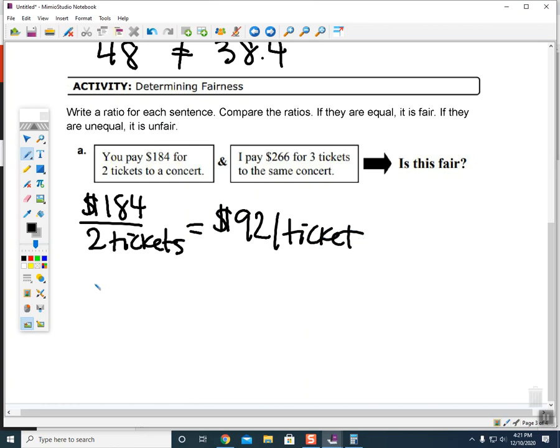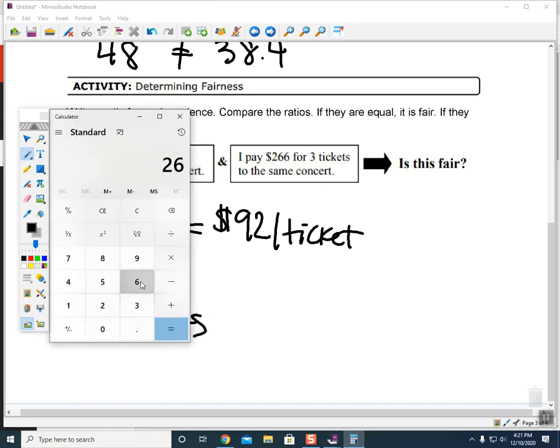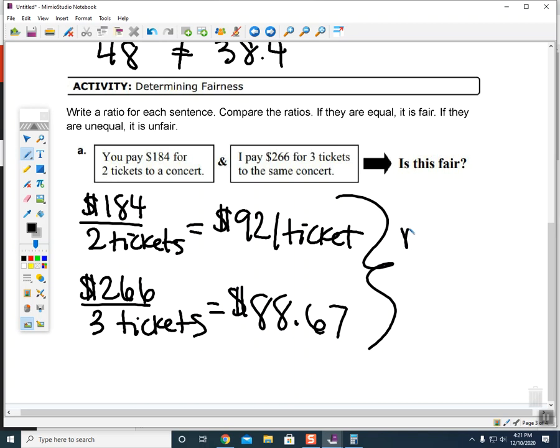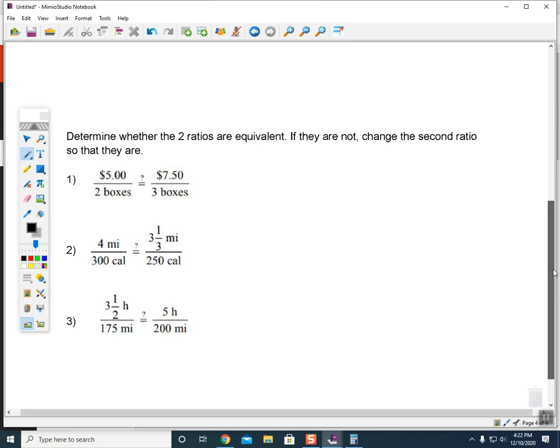In the second scenario, then, I paid $266 for 3 tickets. Let's see what I paid per ticket now. So I paid $266 divided by 3. I paid $88 and about 67 cents for that one. So these are not equivalent, right? So this is not fair. This is unfair. It doesn't form a proportion. I paid less per ticket when I bought 3 than when I bought 2. Not fair. Let's look at another one.